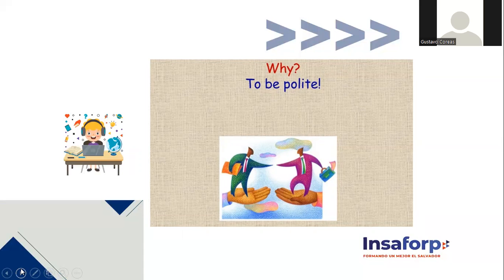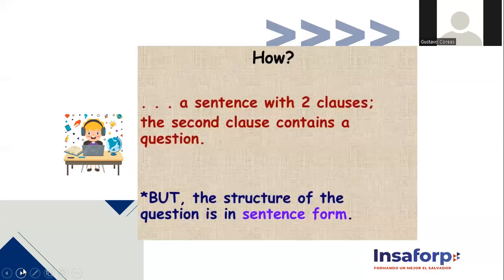Let me go next. Next, how? And pay attention to this, because I really want you to provide me with examples, okay? So how? A sentence with two clauses. Guys, we have already said that a clause is simply a sentence, okay? A sentence which contains a subject, a verb, and a complement or a predicate, right? Now, the second clause contains a question, right?